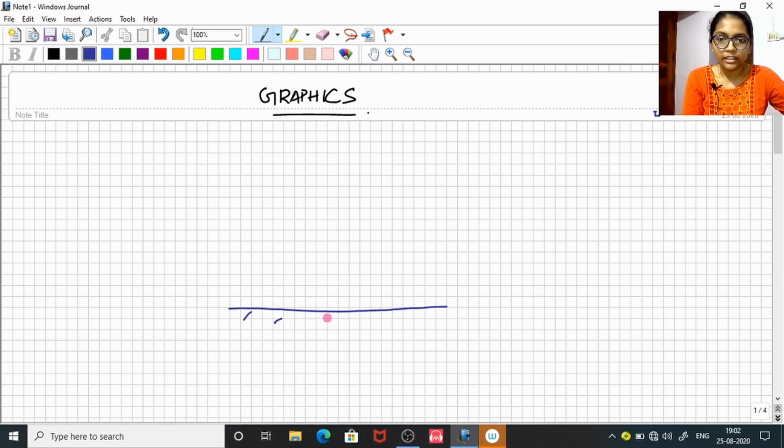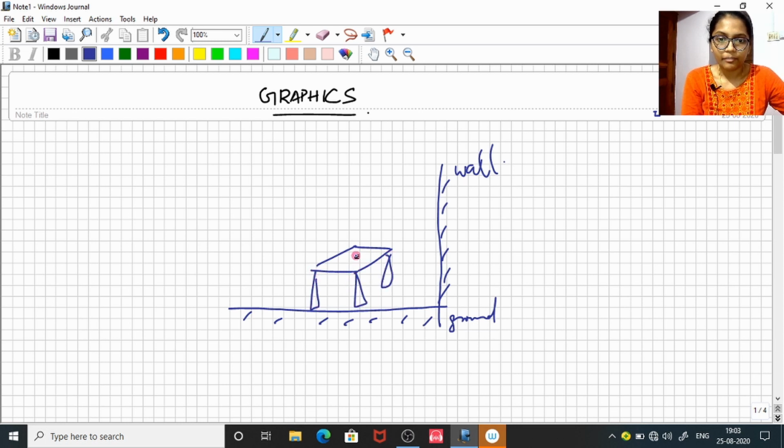See, this is the ground and this is your wall. I keep a table here. Okay, and a man is viewing this table, or let him have a torch lit. So what happens? The shadow of this table will be cast onto this wall, isn't it?